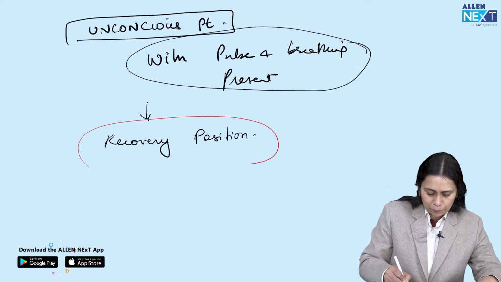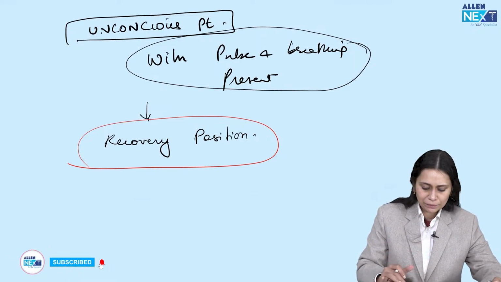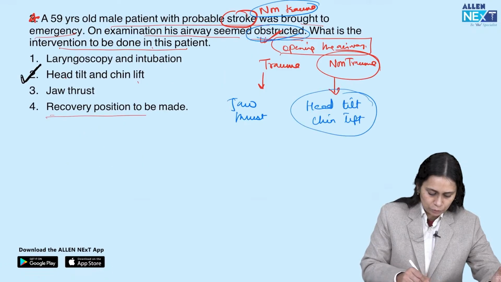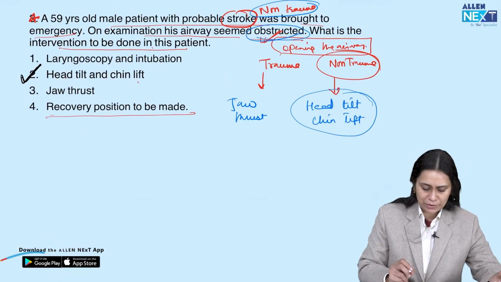Okay. So we make a recovery position. This is a position we have to make in these patients. Keep it in mind. So this was our fourth option. Recovery position to be made. This is only done in an unconscious patient with pulse and breathing present.